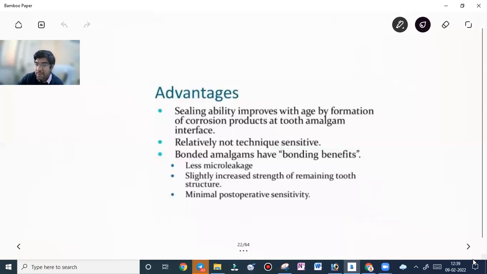Advantages: the sealing ability improves with age. So remember, the amalgam sealing property improves with age. Why? Because of formation of the corrosion products at the tooth amalgam interface. So remember this for your exam. The sealing ability improves due to formation of the corrosion products at the tooth amalgam interface. The bonded amalgams have bonding benefits.